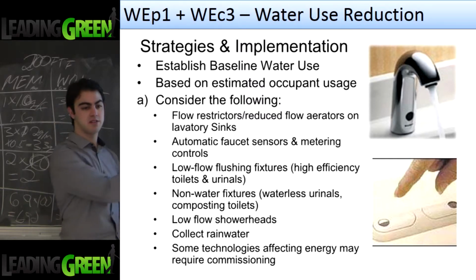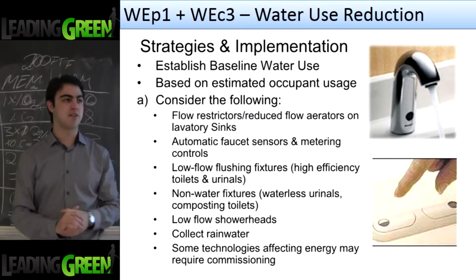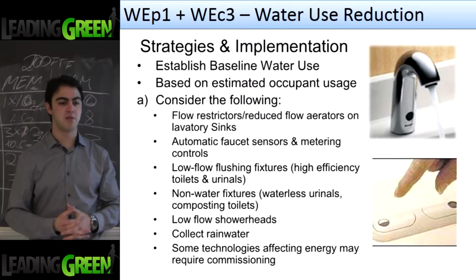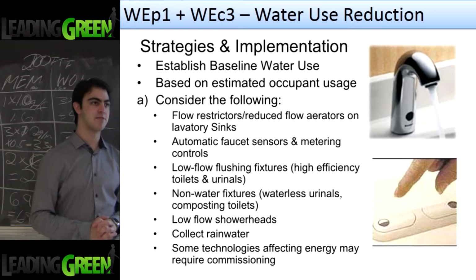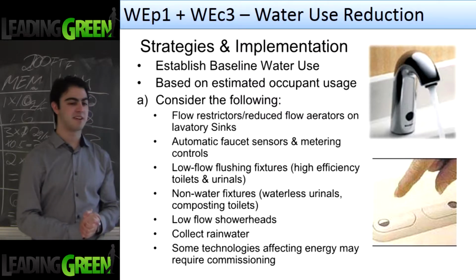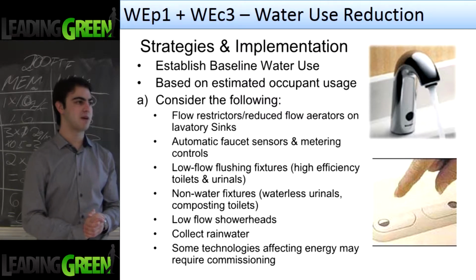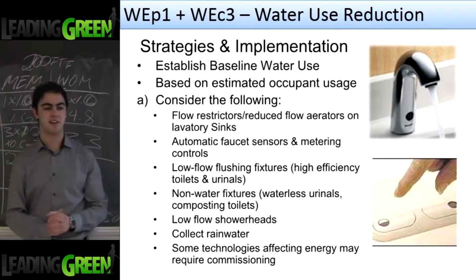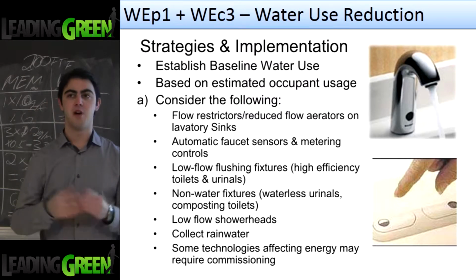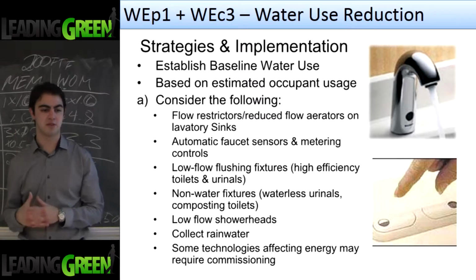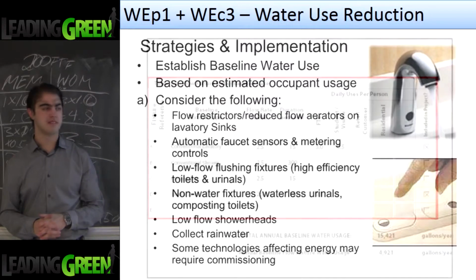So flow restrictors, automatic faucets that turn off and on when no one's using them, which somehow we haven't really figured out to master because they never work when I put my hand under. I don't know how long we've had them. Probably like 50 years. We just can't figure that out. Low flow fixtures, non-potable water fixtures, collecting rainwater, and it's done commercially.